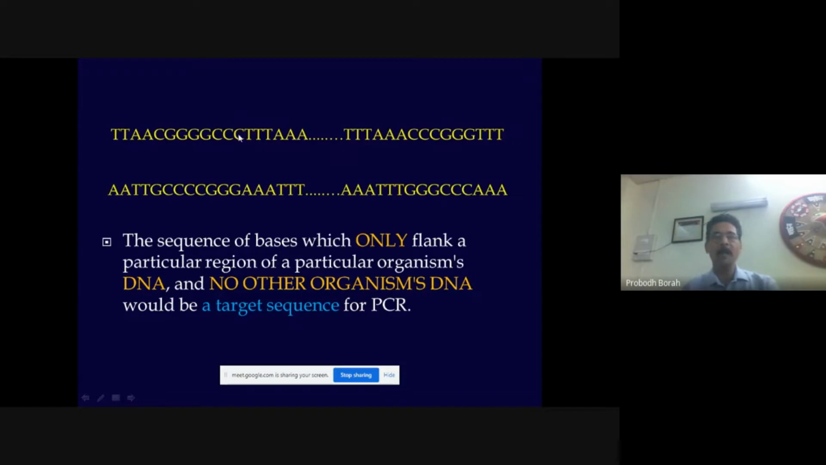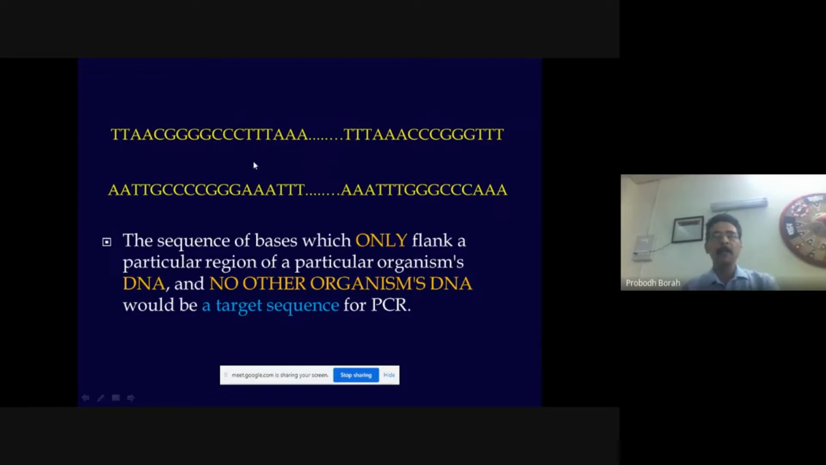From one strand on the upstream, we will design the forward primer by taking the flanking region as template, and from the downstream of the target sequence on the other strand, a complementary PCR primer will be designed. That means if we know the specific sequence of the flanking region of DNA, upstream and downstream of the target, we can design the primer specifically. For specific primers, the primer sequence will be just complementary to the flanking region.